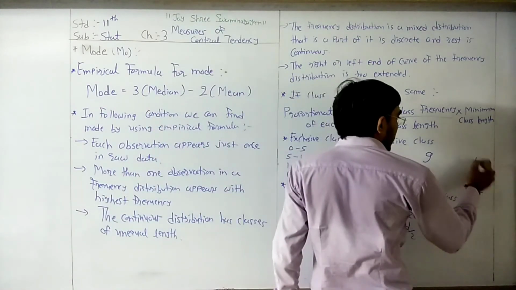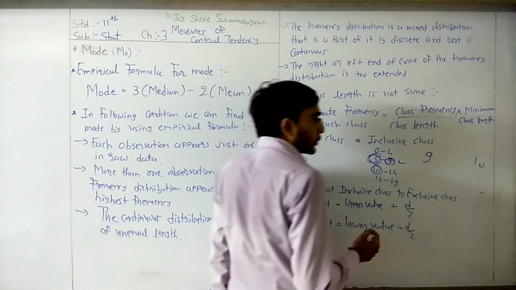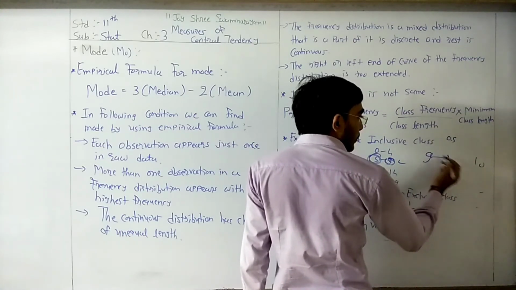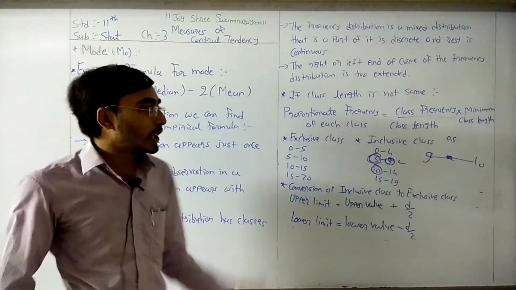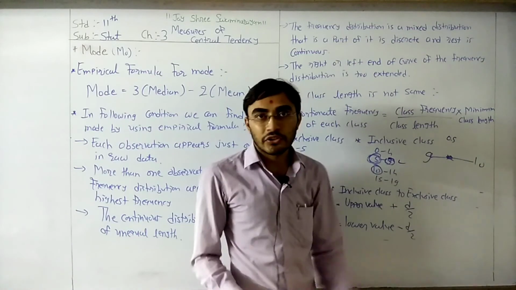Here we have 9, here we have 10. If we want to make these two values equivalent, what do we need to do? The difference is 0.5. So 9 plus 0.5 and 10 minus 0.5. You will get the same value. That's why we do these things here: 9 plus d by 2 and 10 minus d by 2.